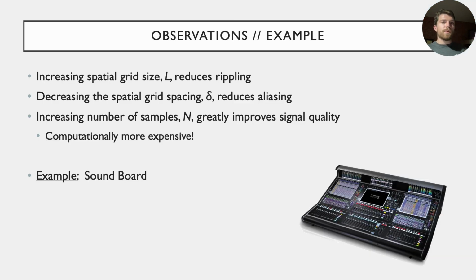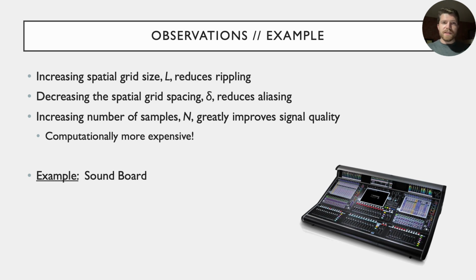Overall, we notice the following observations. Increasing the spatial grid size reduces the rippling. Decreasing the spatial grid spacing reduces aliasing. And the more samples, generally the better the DFT.